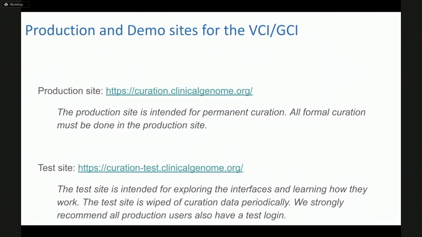Now, the production site is intended to be used only for real curation. All formal curation must be done on the production site. We have the demo and test site because it's intended to allow users a space in which to explore and use the interfaces. It's very important to note that on the test site, curation data is periodically wiped. This is in part to encourage people to not use it for actual curation work. And we recommend that all production users register for both sites. It gives folks a place to practice when they're learning how to use the interfaces.